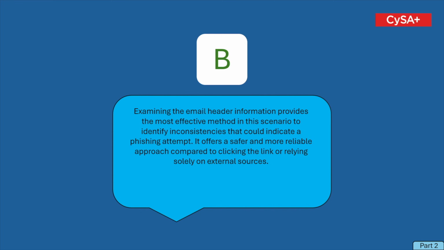Examining the email header information provides the most effective method in this scenario to identify inconsistencies that could indicate a phishing attempt. It offers a safer and more reliable approach compared to clicking the link or relying solely on external sources.